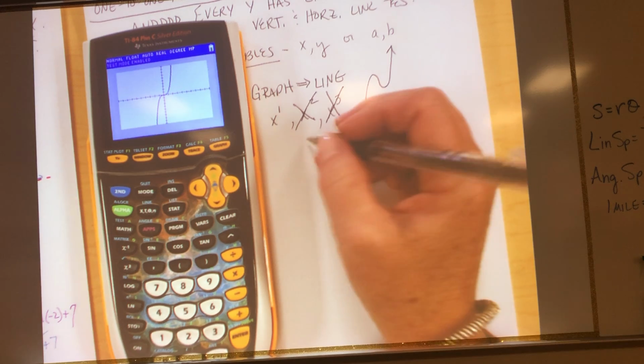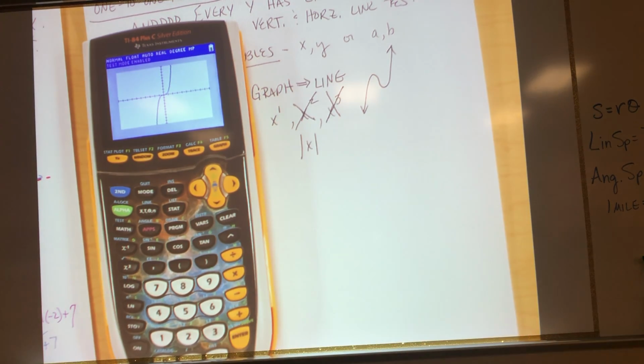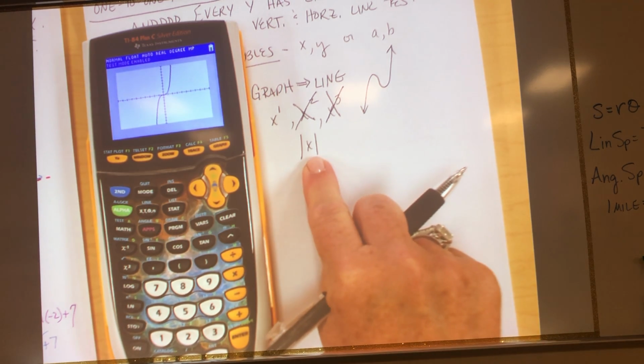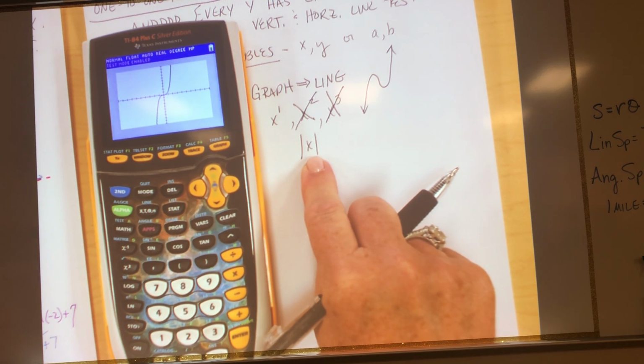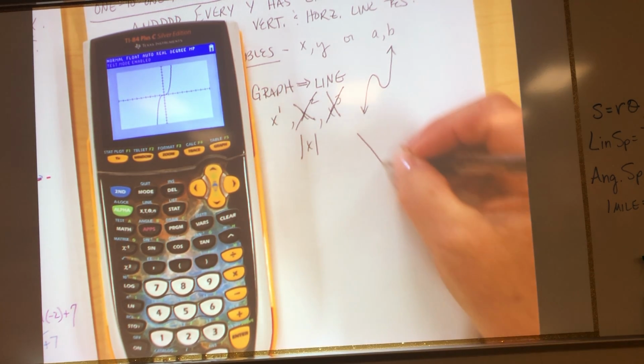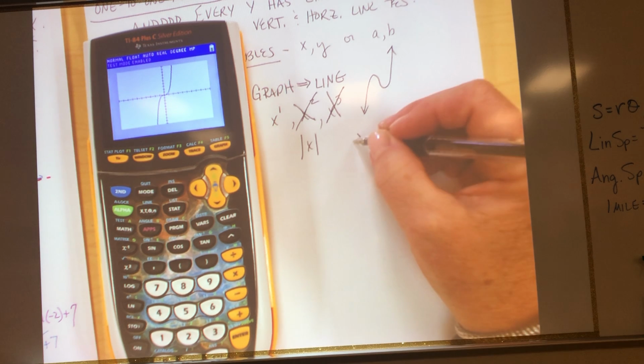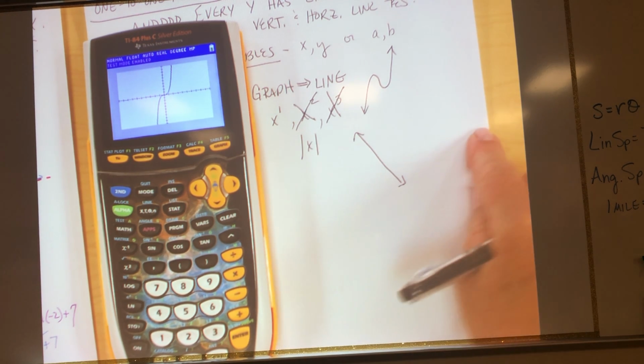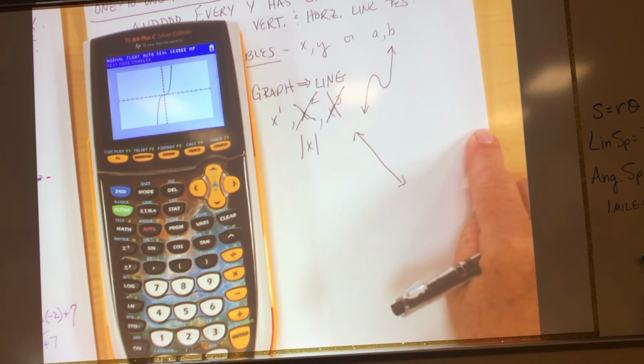Well, what about this one? Is that linear? No. Y'all, what is a line? Do you know what a line looks like? Okay, this is a line. Do you agree? Can it change directions? No. So, that's not a line. Okay, that is not a line.